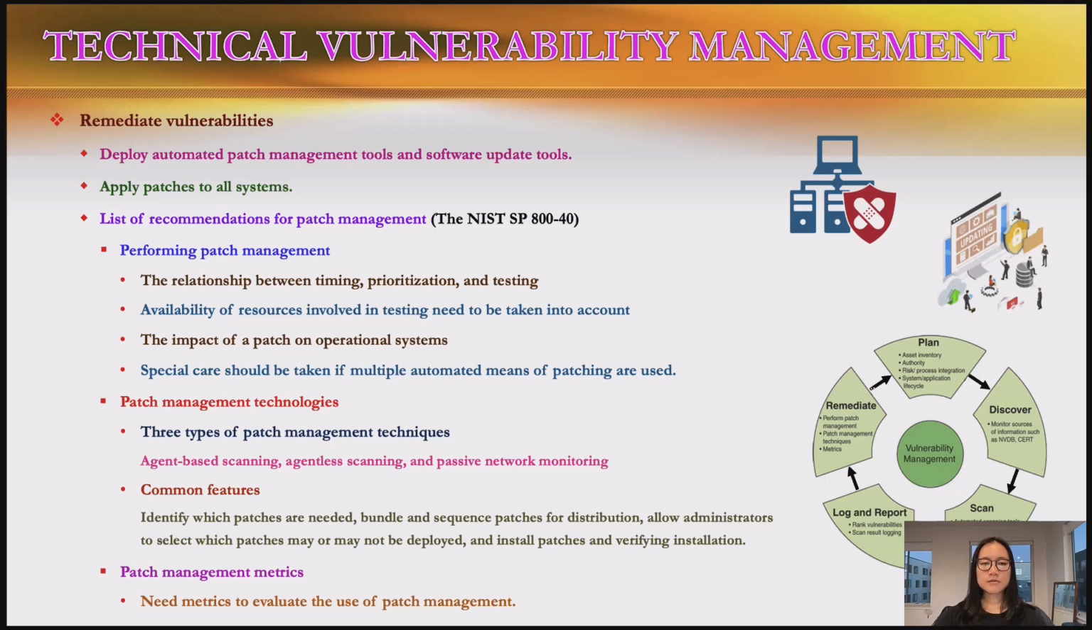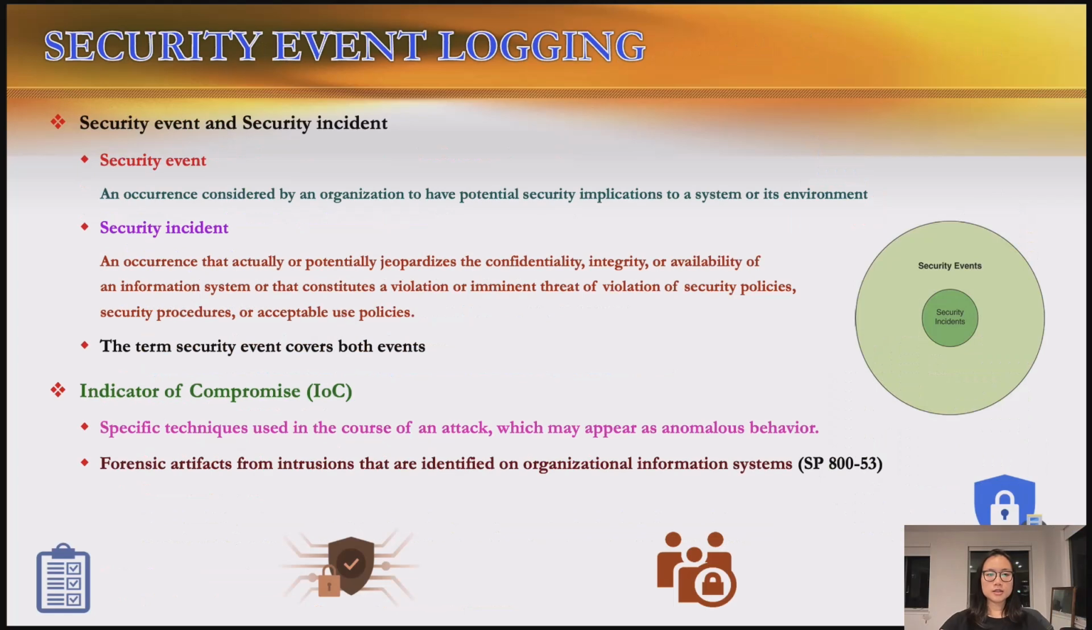The last category provided in the list of recommendations is the patch management metrics. As with other aspects of security, management needs metrics to evaluate the use of patch management. Next, we're going to focus on security event logging.